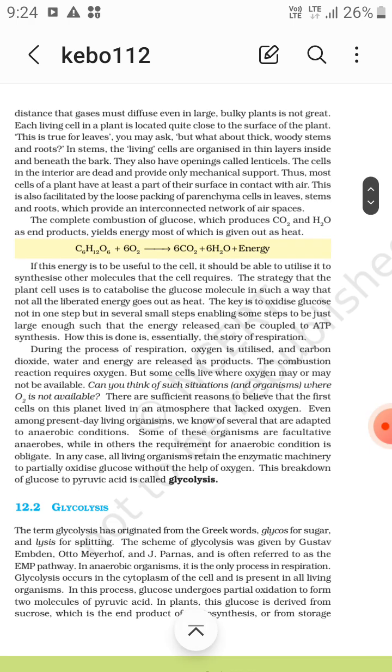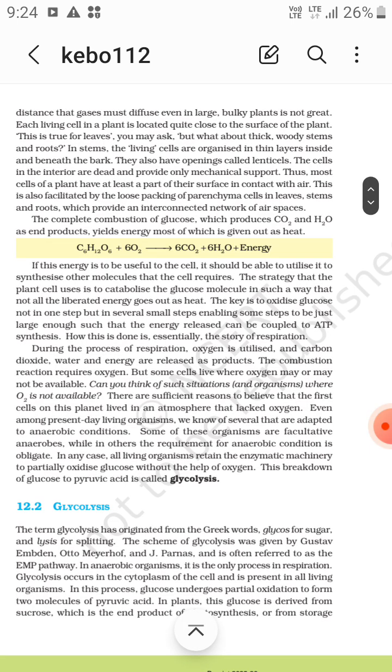The strategy that the plant cell uses is to catabolize the glucose molecule in such a way that not all the liberated energy goes out in haste. The key is to oxidize glucose not in one step but in several small steps, enabling some steps to be just large enough such that the energy released can be coupled. The step should be large enough so that the energy can be coupled to ATP synthesis.